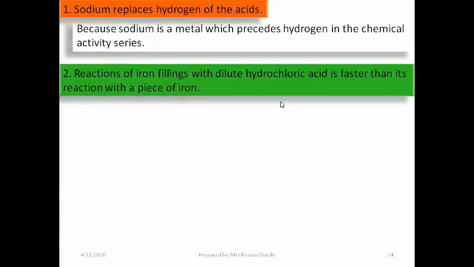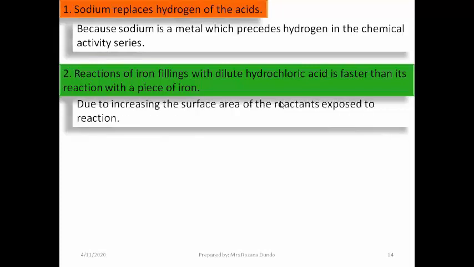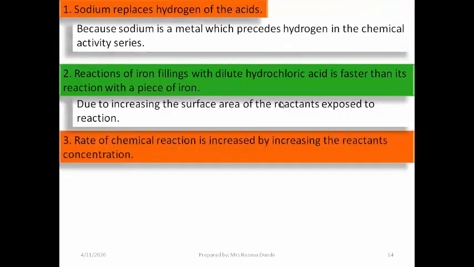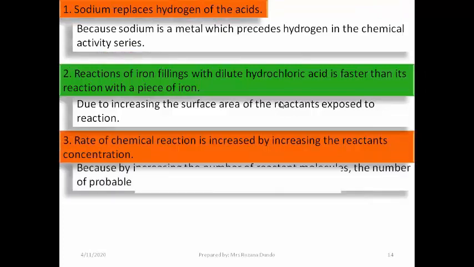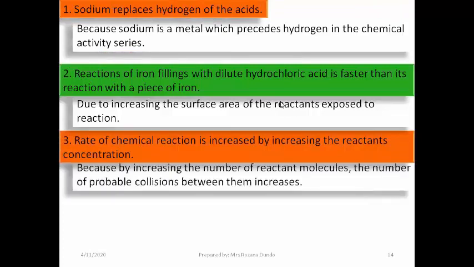The reaction of iron filings with dilute hydrochloric acid is faster than its reaction with a piece of iron, due to increasing the surface area of the reactants exposed to the reaction. The rate of a chemical reaction is increased by increasing the reactant's concentration, because by increasing the number of reactant molecules, the number of probable collisions between them increases.